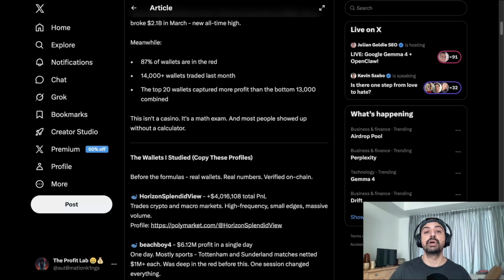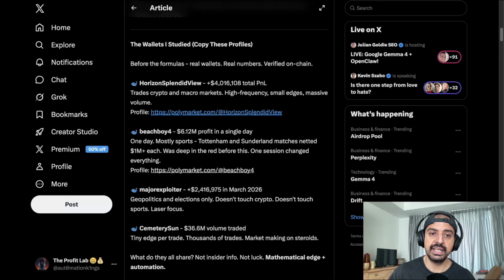But what's really incredible is that the top 20 wallets captured more profit than the bottom 13,000 wallets combined. That's really incredible. So this isn't even a casino. This is a maths exam, right? Because most of the people that traded on Polymarket, they basically showed up without a calculator. Now, what Luna's done here is before he's built a formula, before he's looked at real wallets, real numbers, and verified on-chain because Polymarket uses the Polygon chain to basically track every single trade, he found some whales.